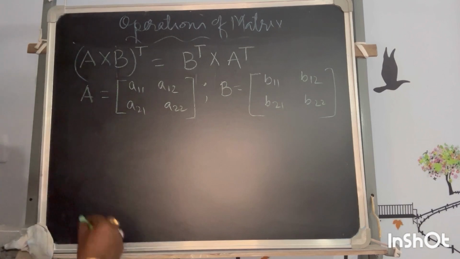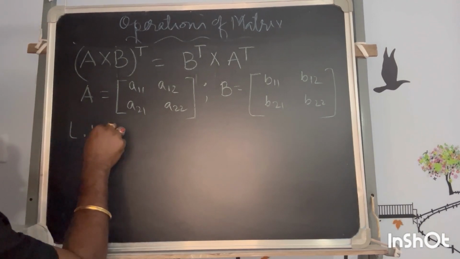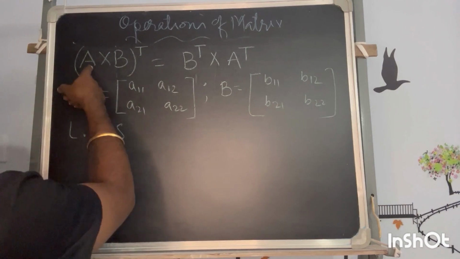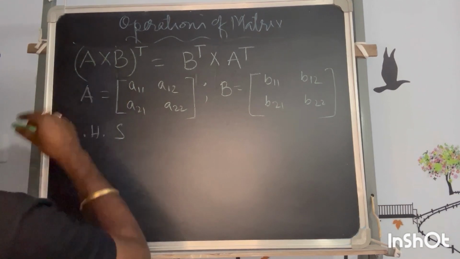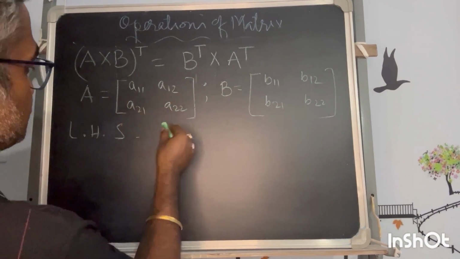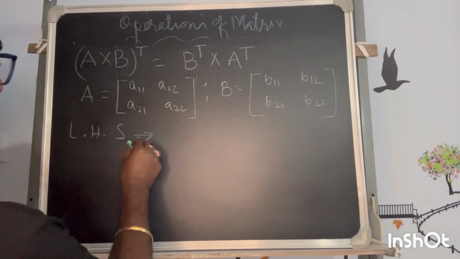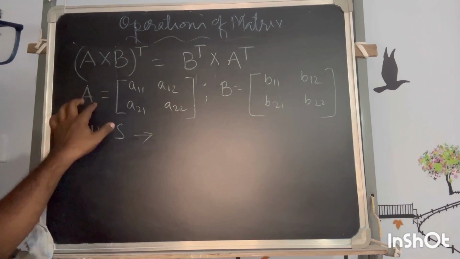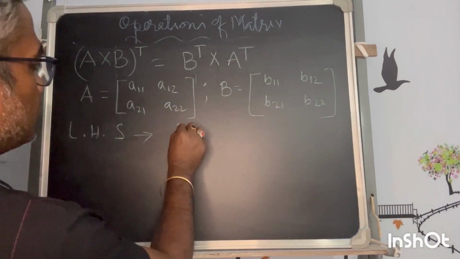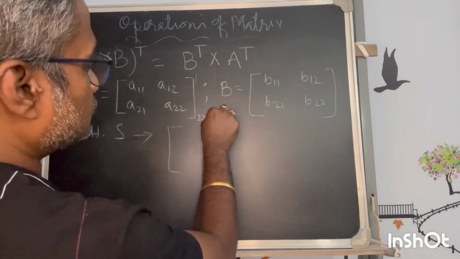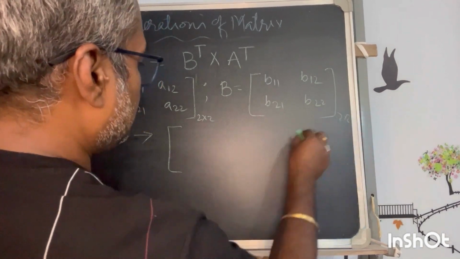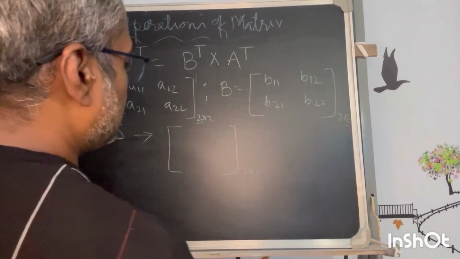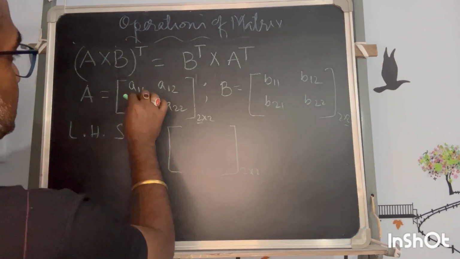Now we'll go with the left hand side first. Let us see where we land up. First here I have to do A cross B. I am just writing straightforwardly because we know how to do multiplication. The order is 2 cross 2, and there also 2 cross 2, so there is no harm, and I will get 2 cross 2 definitely, because the extreme is also 2. So what would be the result?